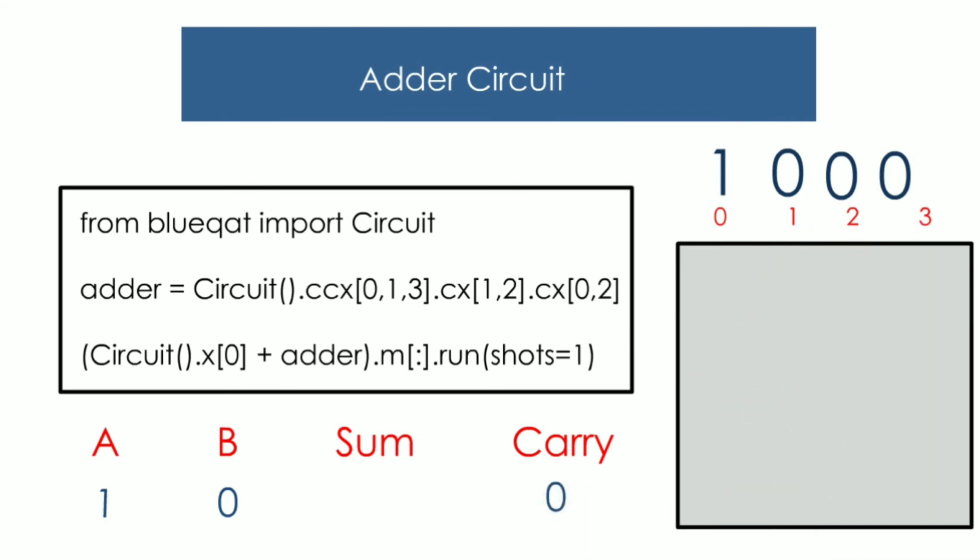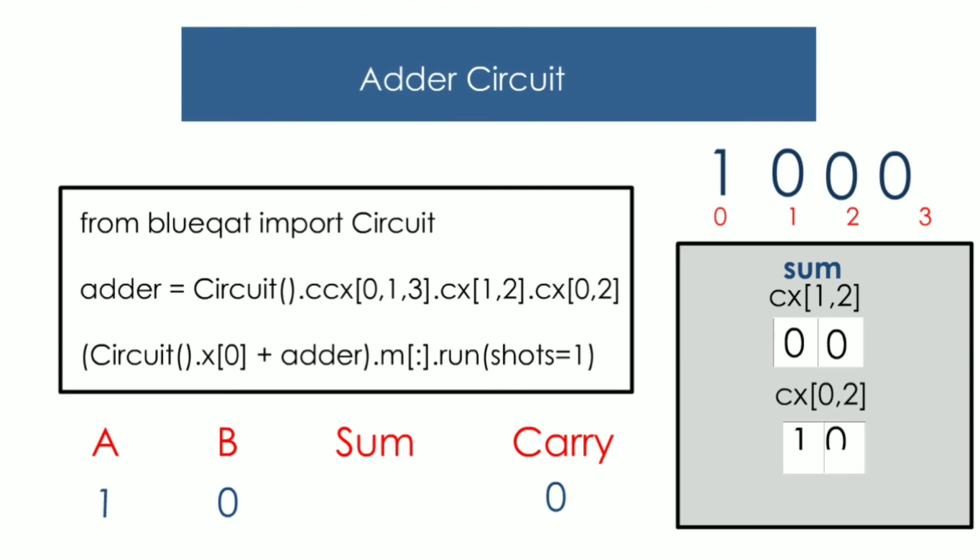Let us take a look at the sum circuit. We take 2 qubits, 1 and 2. Since the control qubit is 0, the target will not flip. We again apply the CX gate to qubits 0 and 2. Since the control bit here is 1, the target will flip from 0 to 1. Therefore, we get the output as 1010 when we add 1 and 0.